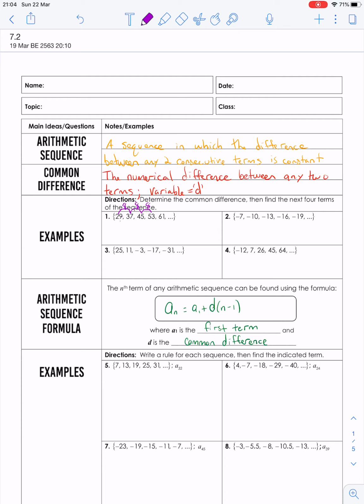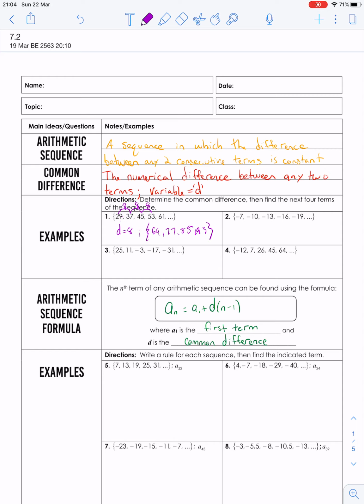And what we call that difference is D. So in this case, D is going to be 8. And we can figure out every term after that pretty easily. After 61, we get 69, 77, 85, 93. It says to find the next four terms, and we did that.